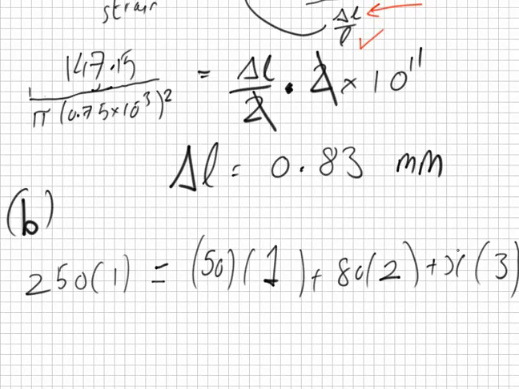250 minus 50 minus 160 divided by 3. So there you go. I got x equals 13.3 newtons. This is a material question. Funny enough, in both the physics book and the exam, they like to put these turning force questions in the material question.